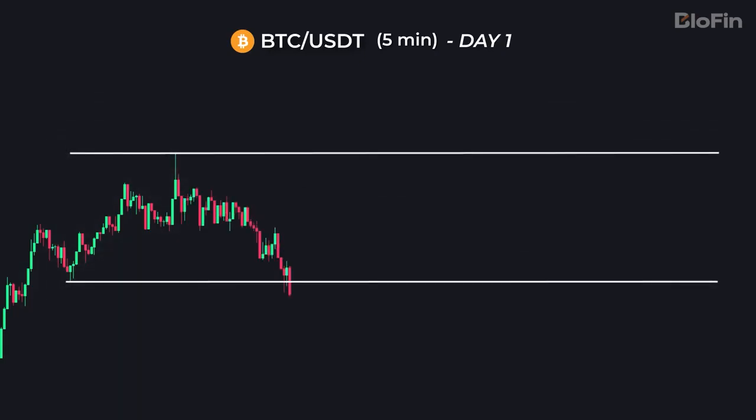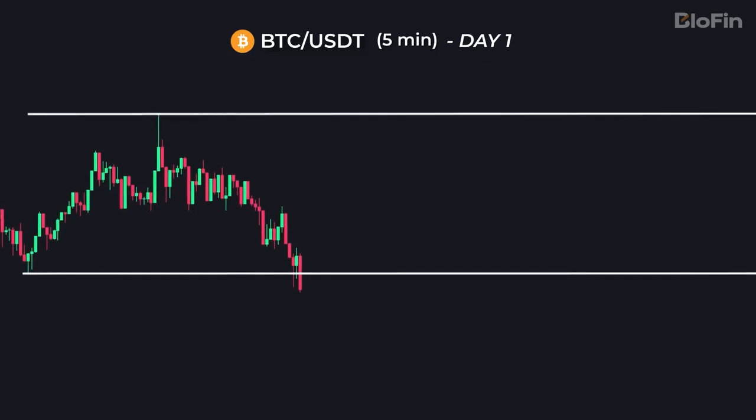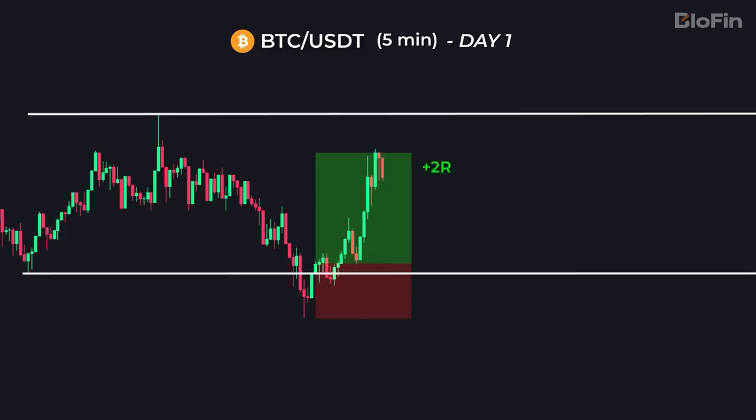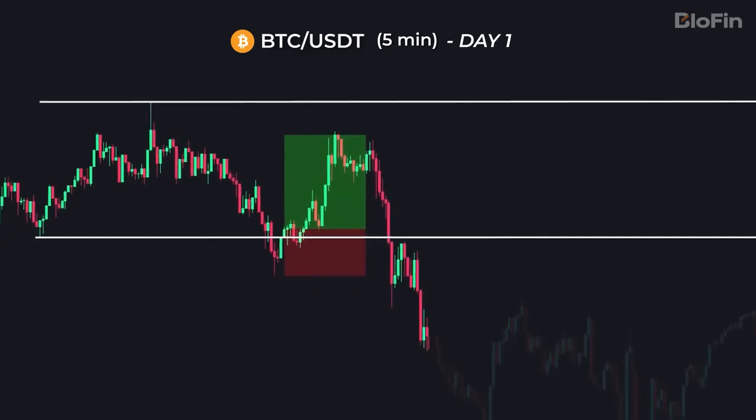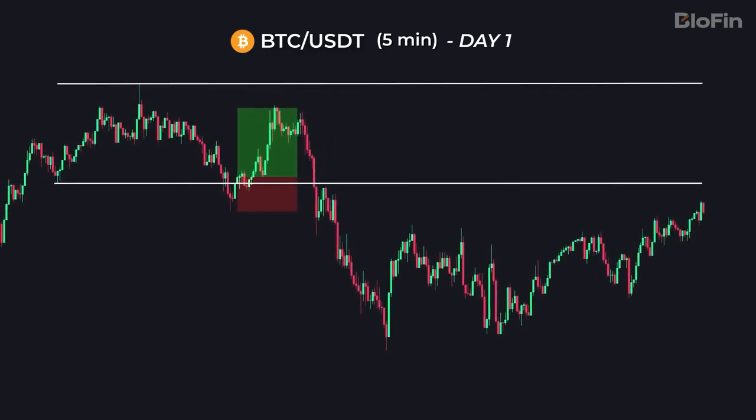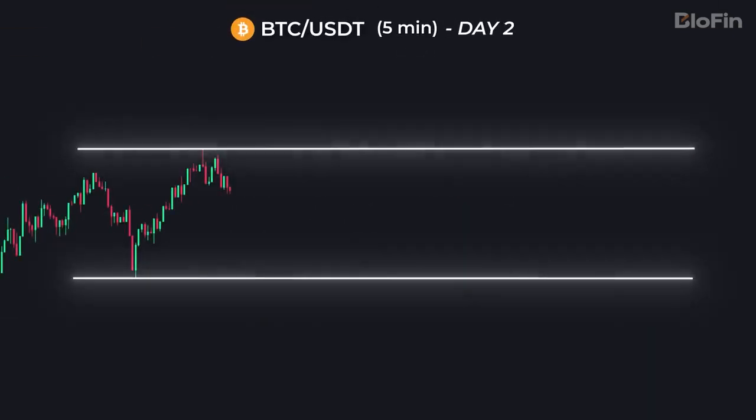Right here, we can see price broke out and closed below the range low. Then it quickly closed back above. That gave us a long entry. Stop loss goes at the low of the breakout, and take profit set at 2 times risk. And as you can see, price hits the profit target, giving us a 2R profit. After that, price went out of the range again but didn't close back inside, which means there were no more setups for today. Now for the next day, I marked the high and low of the 4-hour range.